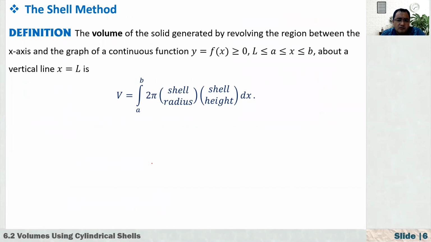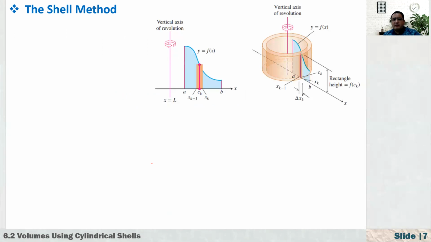So the volume of the solid generated by revolving the region between the x-axis and the graph of the continuous function y equals f of x, where a is less than or equal to x, and x is less than or equal to b, about the vertical line x equals L is 2 pi times shell radius. It gives us the length of the circumference, times shell height. We're just finding the volume of the slab, right? So dx.